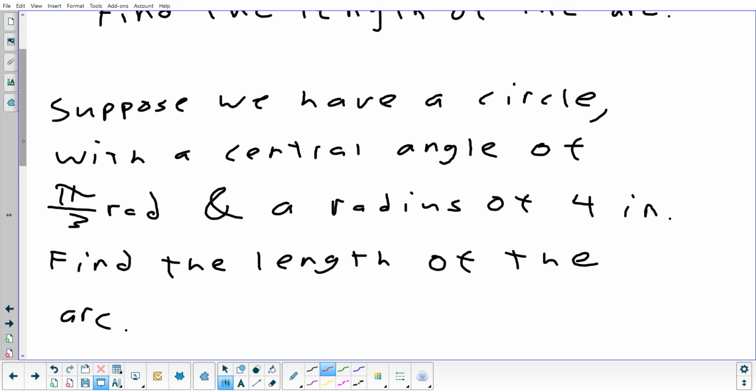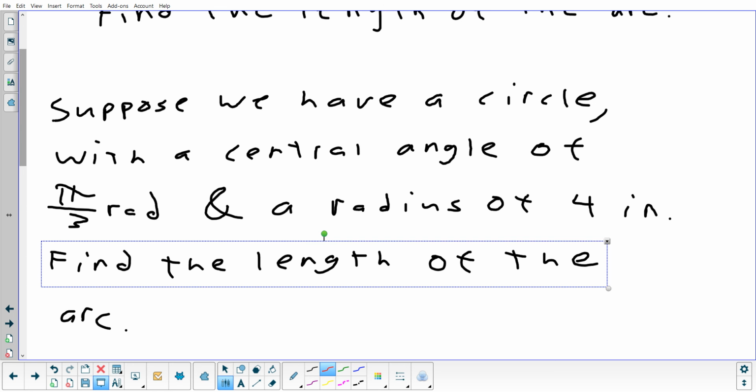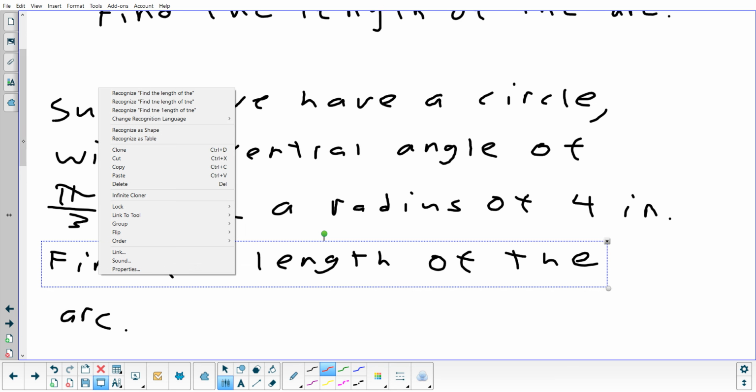So, by the end of today, we're going to learn 2 formulas. One for arc length and one for area. The first thing you have to do is figure out which formula this problem is about. Well, if you read the last sentence, it says find the length of the arc. So this is definitely a problem about arc length.